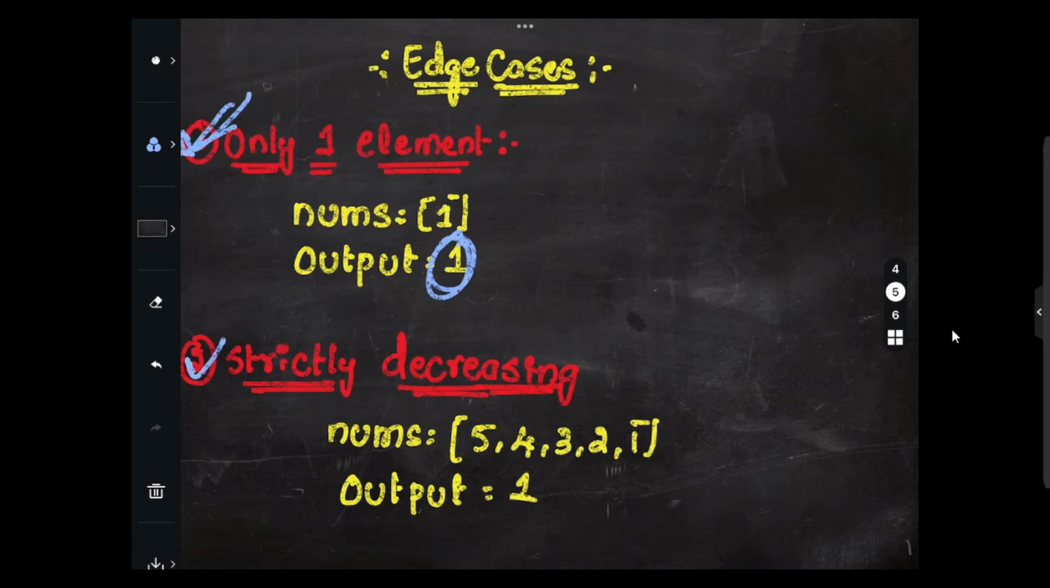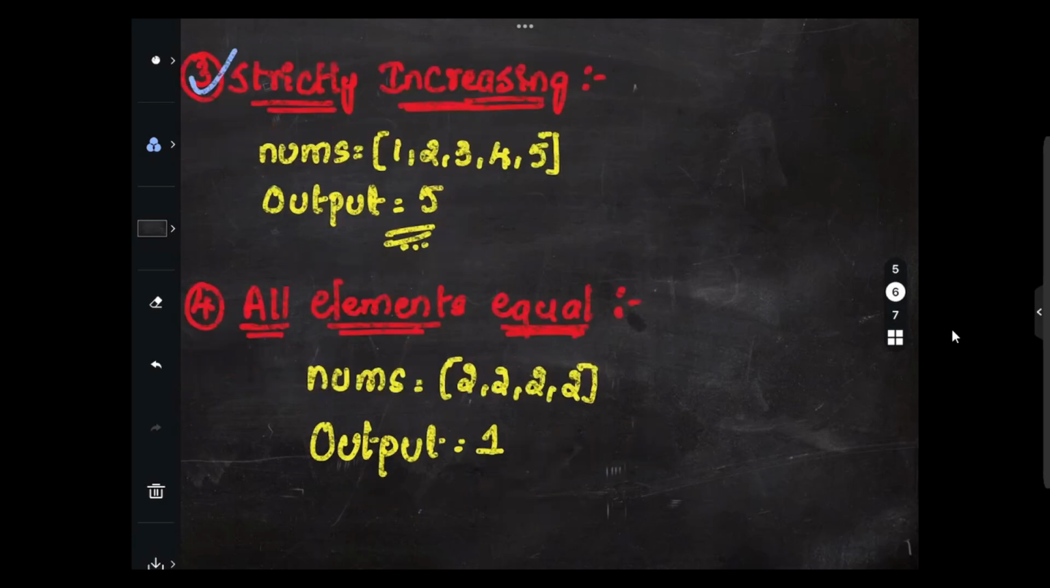Only one element. Let's move on with the second edge case here. Strictly decreasing. We have 5, 4, 3, 2, 1 here within the nums array. This is for the case strictly decreasing. Here no element increases at all. So LIS, the longest increasing subsequence length, is just any one number you can consider. So output will be quite obviously 1 in this case. So easy, right?